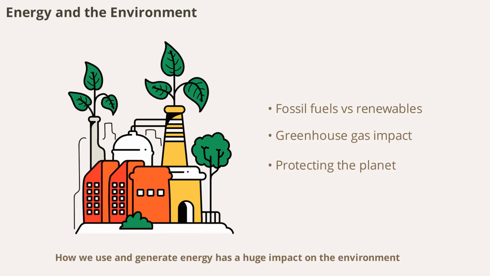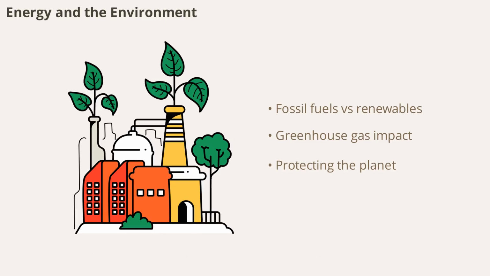How we use and generate energy has a huge impact on the environment. Burning fossil fuels releases greenhouse gases, while renewable energy sources like wind and solar are cleaner. Making smart choices about energy use helps protect our planet for future generations.